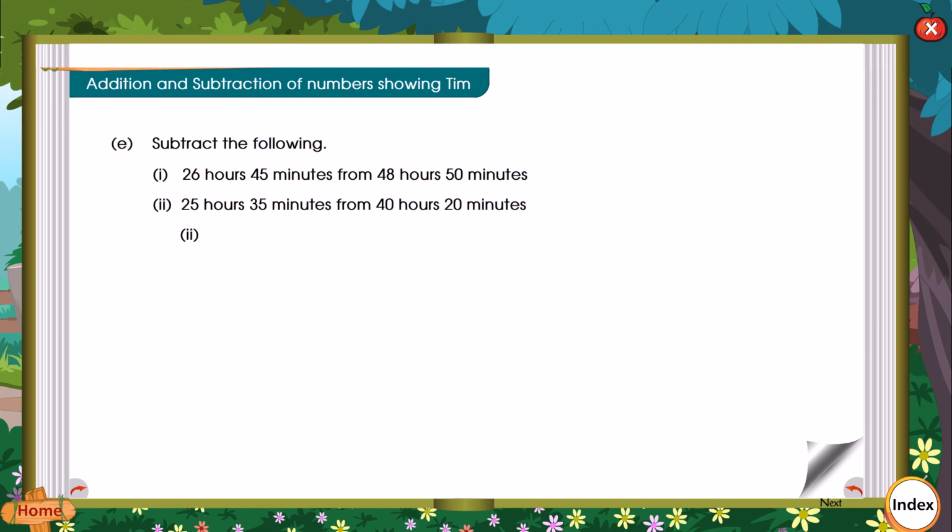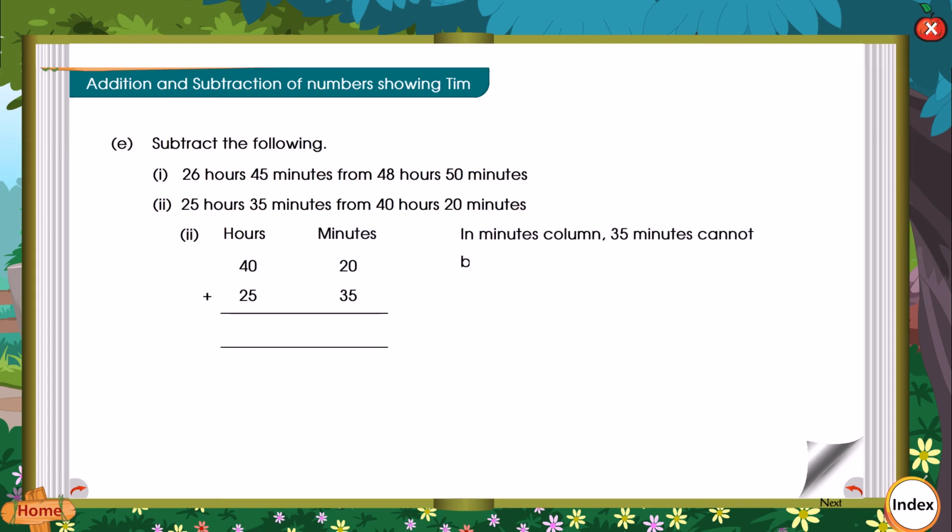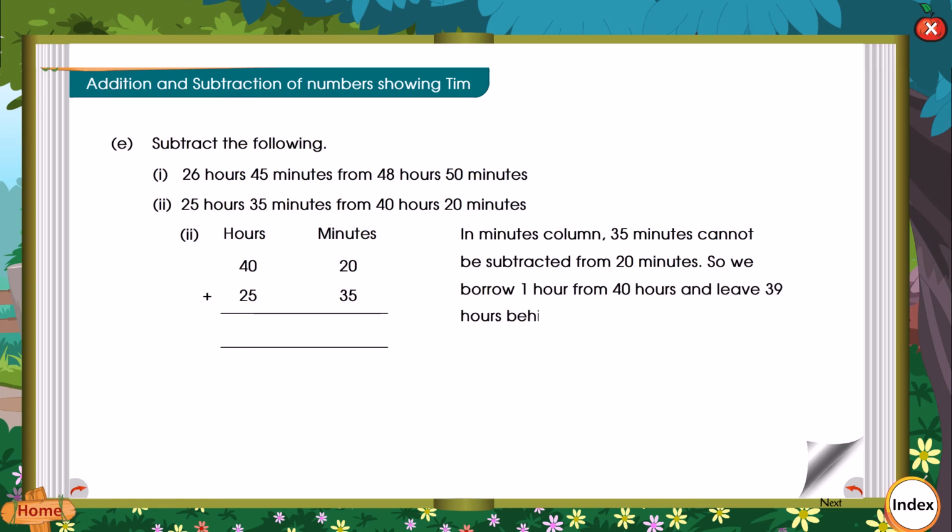2. Hours, minutes. In the minutes column, 35 minutes cannot be subtracted from 20 minutes. So, we borrow 1 hour from 40 hours and leave 39 hours behind. Now, 1 hour plus 20 minutes is equal to 80 minutes. Then, 80 minus 35 is equal to 45 minutes. Also, 39 minus 25 is equal to 14 hours.